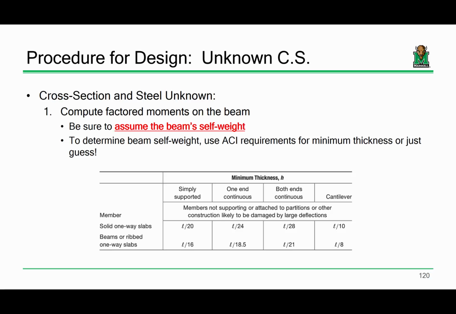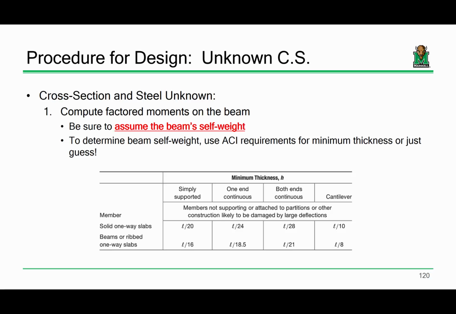okay? So, for instance, if you have a simply supported beam, its minimum height, the height of the beam, is the length of the beam divided by 16. And that's the minimum thickness that we use for whether or not we need to consider deflections in our calculations. So we're going to use that. It's sort of an ACI limit for us. We'll use that as a guide for how tall the beam is.